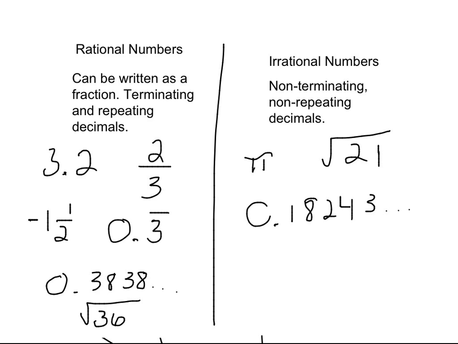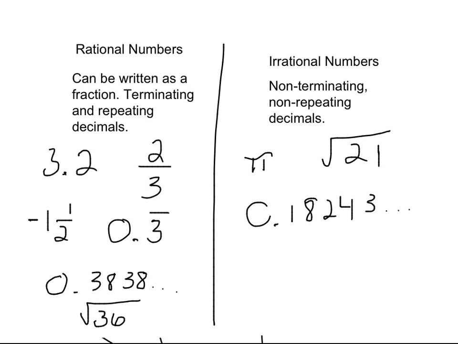On the irrational side, we have non-terminating and non-repeating decimals, but remember you're not always going to see them in decimal form. Pi is irrational because it never ends and never repeats. Square root of 21 is irrational because it is not a perfect square and so would never end and would not repeat. And then the 0.18243... is irrational because we don't see a pattern set, and so that means it continues in a non-repeating pattern. So those are all irrational numbers.